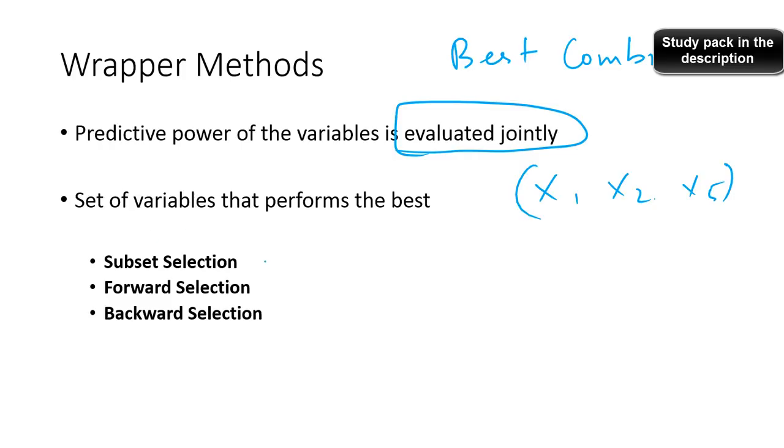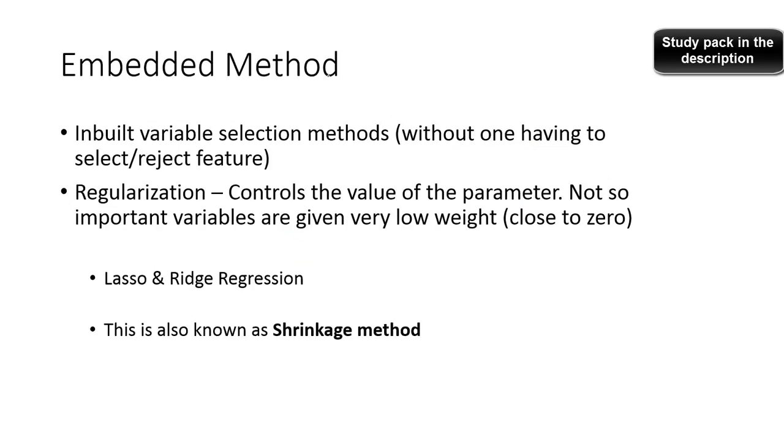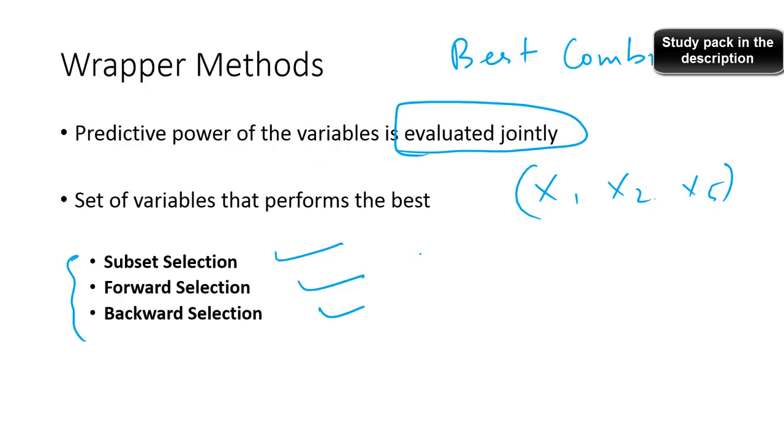And there are several methods available to us. One is subset selection, the second is forward selection, the third is backward selection, and we'll see each one of them. We'll also take an example and do it in R just to give a demo of how this method works. And the embedded method, which is the third one, we'll also talk about in brief. This is an inbuilt variable selection method, so we don't have to take any decision. In wrapper methods, we have to take a number of decisions, and I'm going to talk about all three of these methods.